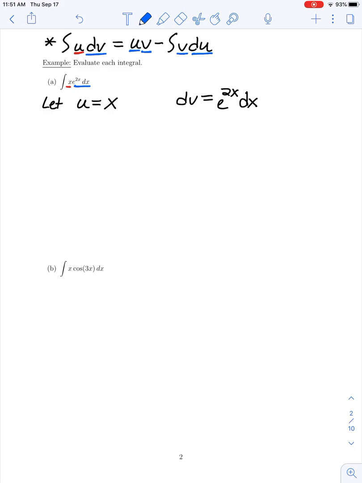So after we choose u and dv, our next step is to calculate du, that is the differential of u. If u is equal to x, then its differential would be 1 dx. And to find v, if we know the differential of v is e to the 2x dx, then v would be the integral, or the antiderivative, of e to the 2x dx, which is 1/2 e to the 2x.